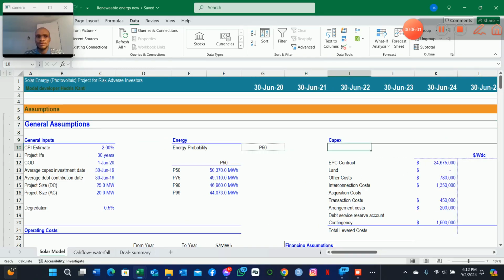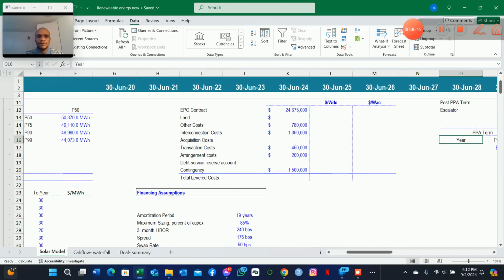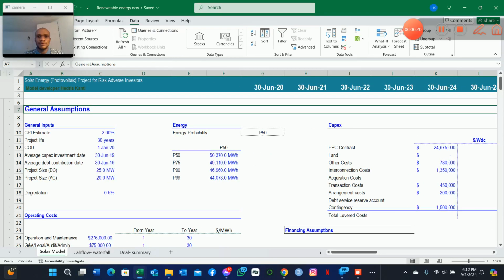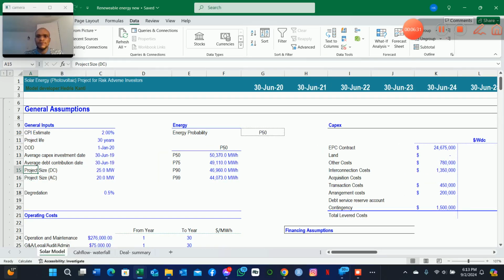The next thing we want to do here is we want to account for the capital expenditures. So we're going to account for these expenditures, which we're going to be measuring according to the project DC and AC size. So whatever the expenses will be is going to be based on this DC and AC size. So we're going to be doing that in the next video.